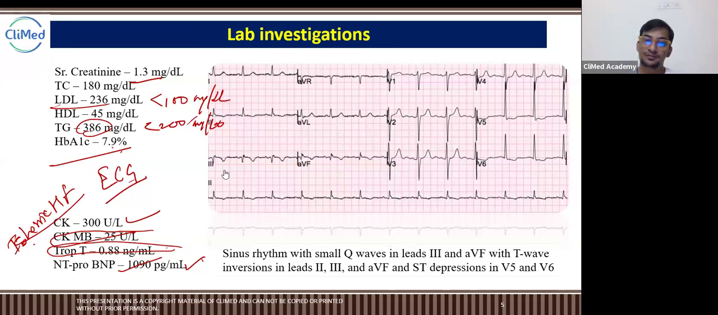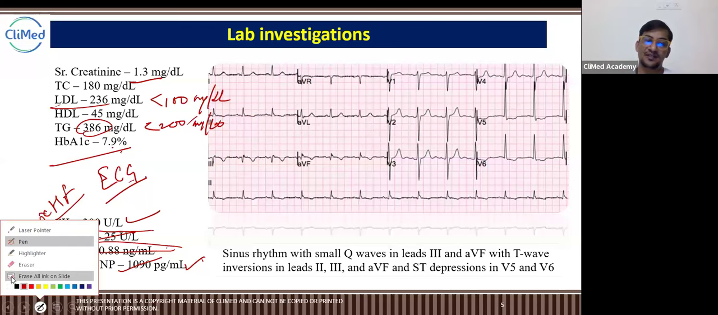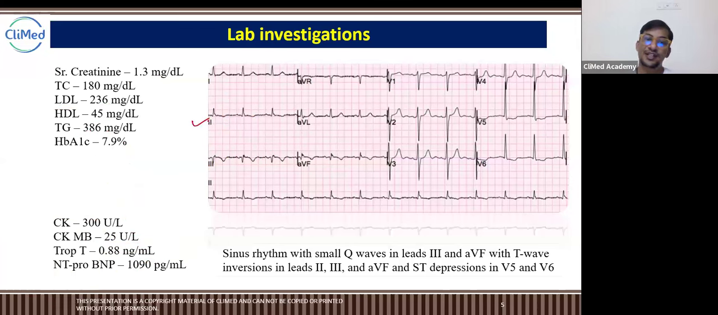Guys, I taught this case just a few days back. STEMI, really? Where is the ST elevation? Where do we see it usually? Okay, let's look at lead 2. I'll erase everything and let's see. This is lead 2, lead 3.